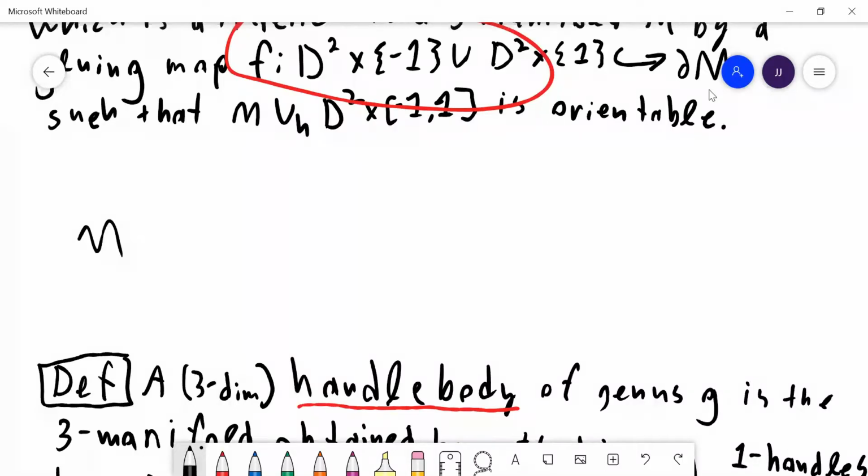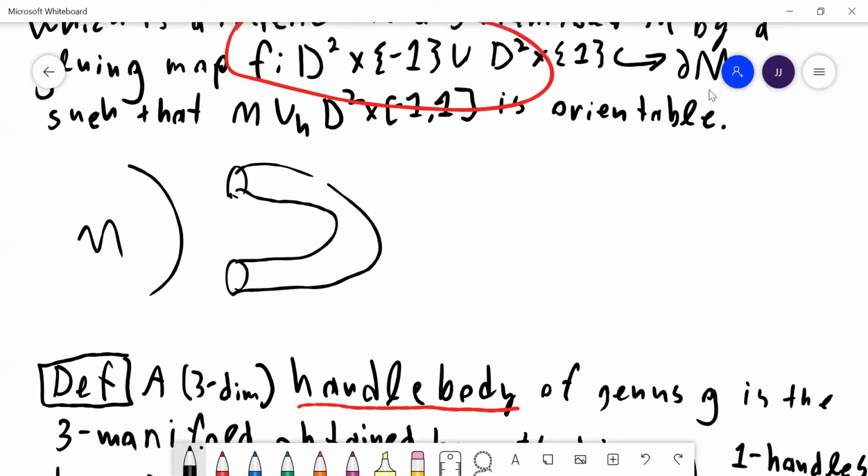Say you have your manifold M, and you have your one-handle. There's a nice one-handle. And this is the region that we want to attach. Let's say we want to attach it here. And the map F just sort of glues this onto those regions.